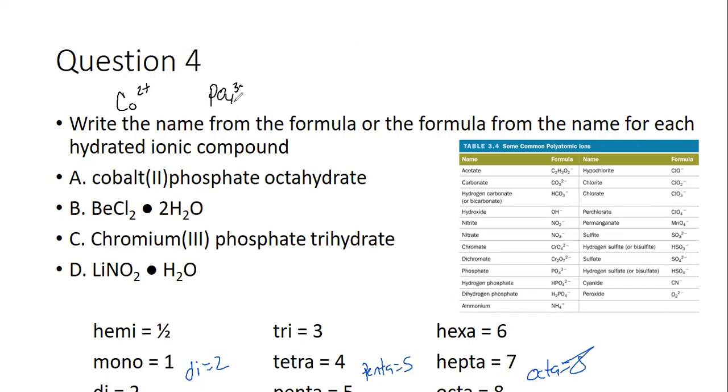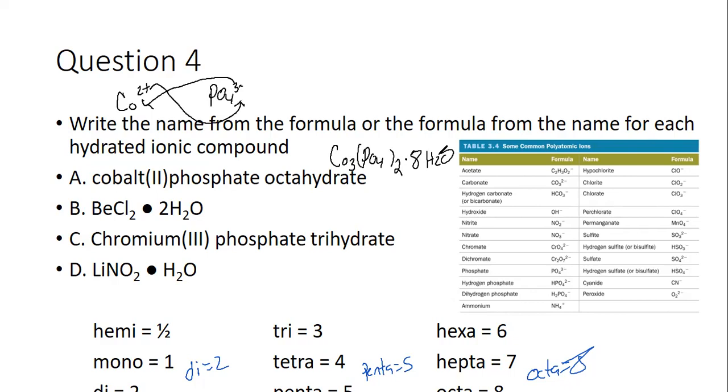And remember, you have to combine these in such a way that when cobalt and phosphate come together, the overall charge is zero. So like we saw on Monday, the easiest way to do that when you have different charges is just to cross multiply. So I would have three cobalts for every two phosphates. And then I need to put a dot here. This dot is for my hydrate compound. It's octahydrate. So octa is eight, H2O. So that's cobalt(II) phosphate octahydrate.